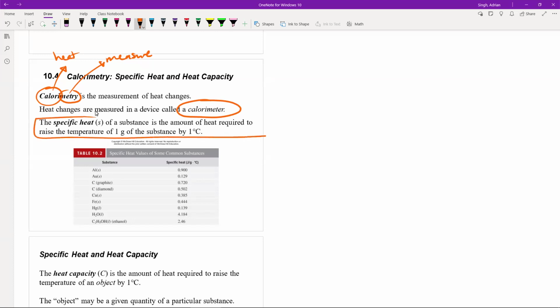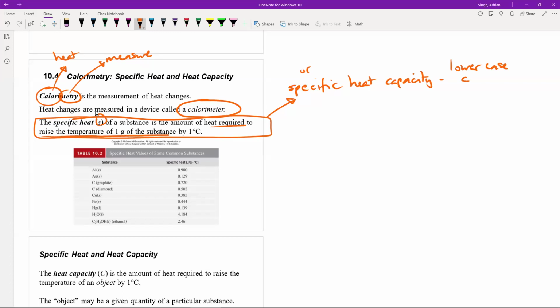I'm going to write that out because your book uses a term to describe what this is. If you look other places online or another textbook, this term is also referred to by a slightly different term. Sometimes it's called the specific heat capacity. And the abbreviation sometimes is a little different. Sometimes it's a lowercase c, or your book uses lowercase s. Either way, it's defined as the amount of heat required to raise the temperature of 1 gram of a substance by 1 degree Celsius, right?